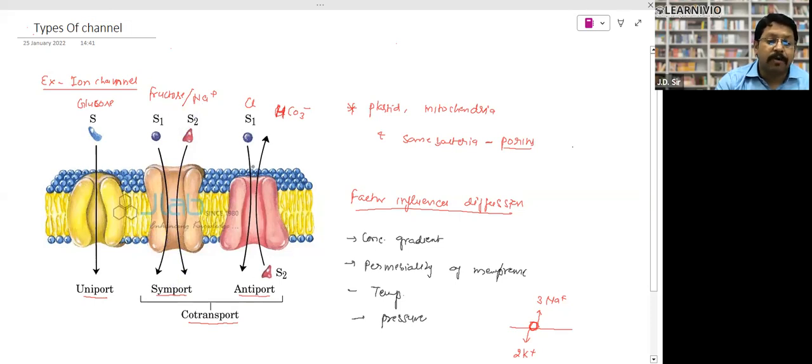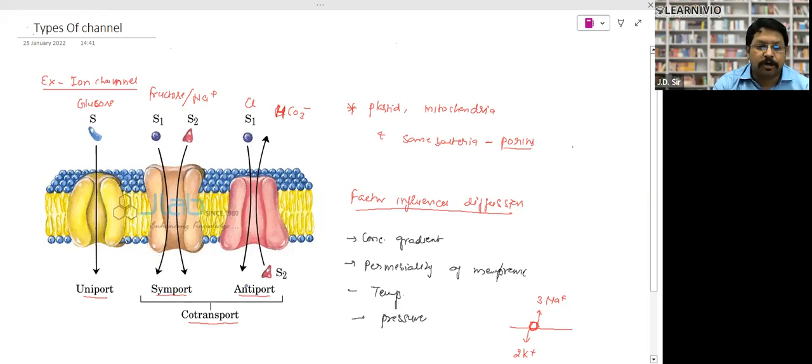In antiport, if one comes in, then another goes out, right? So there is a chloride and bicarbonate ion. If a chloride ion comes in, then a bicarbonate ion will go out. So this is an example of antiport, right? So the ion channel protein can be of two types, uniport and co-transport. Further, co-transport can be of two types, symport or antiport.